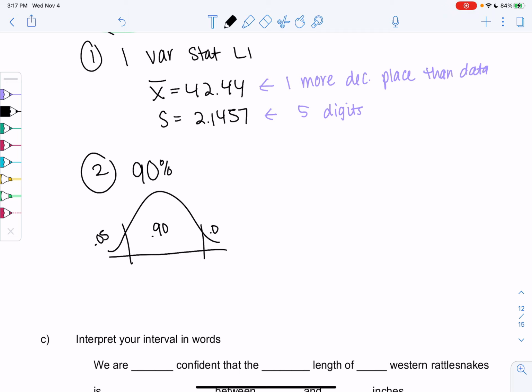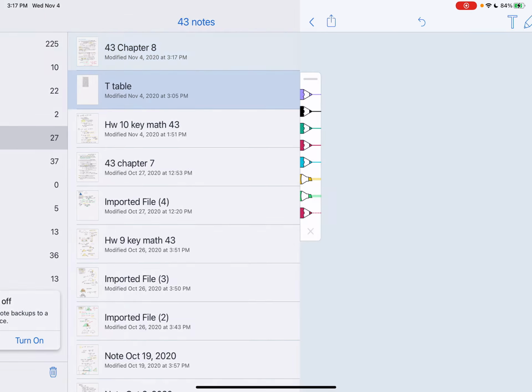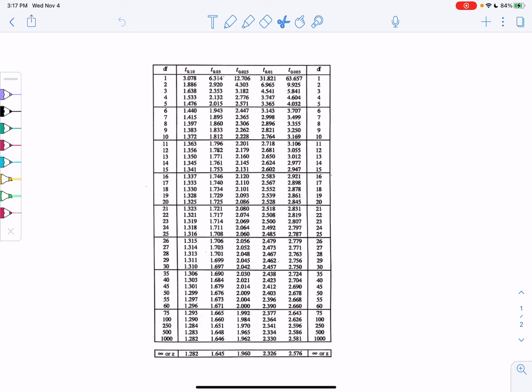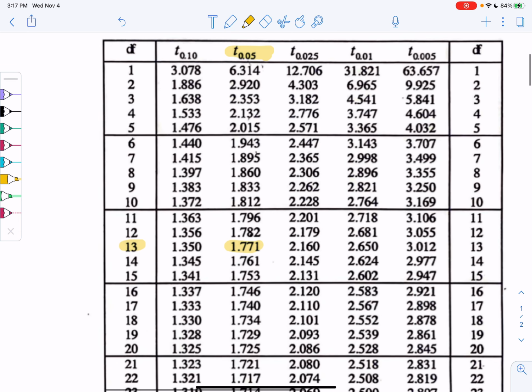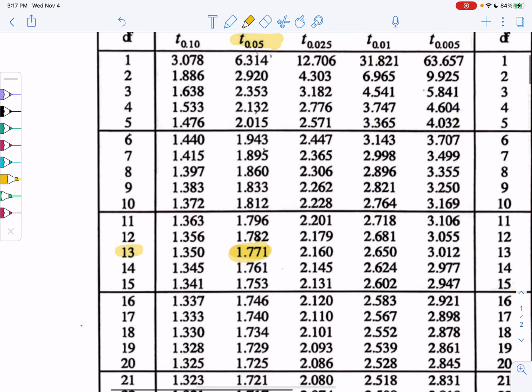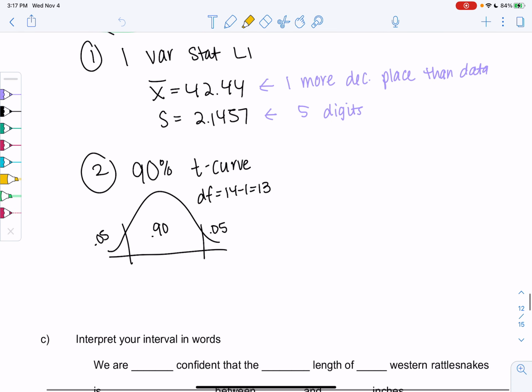This is a T-curve. Anytime we use means, it's a T-curve. It looks the same as Z, but we need degrees of freedom. So it'll be 14 minus 1 or 13. So we're going to go over to the T-table. We're going to go to the 0.05 column, and we'll go down to 13. And they meet at 1.771. So that's my T-score. So you go to the column for the percent and the row for degrees of freedom.